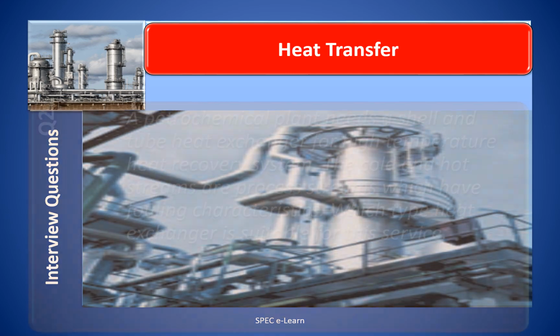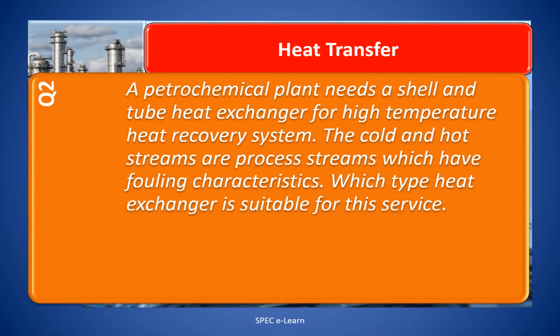Question number 2. A petrochemical plant needs a shell and tube heat exchanger for high temperature heat recovery system. The cold and hot streams are process streams which have fouling characteristics. Which type of exchanger is suitable for the service? Your time starts now.